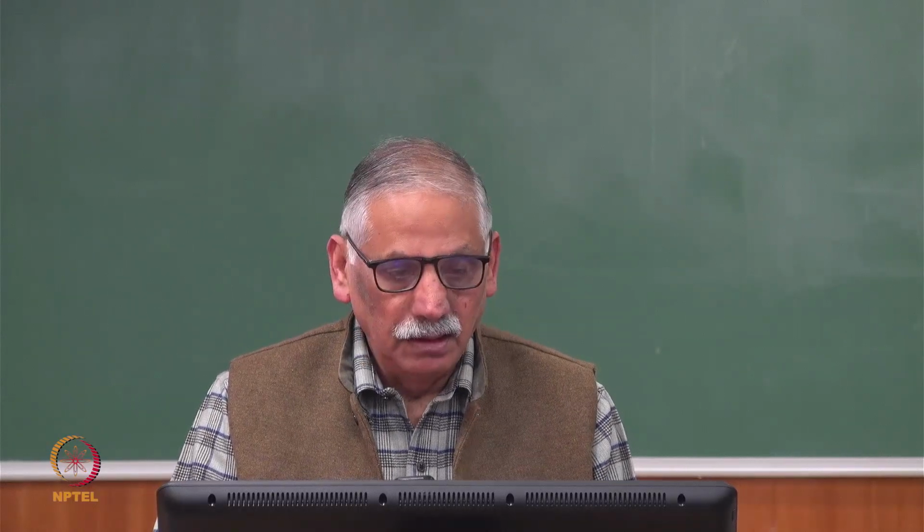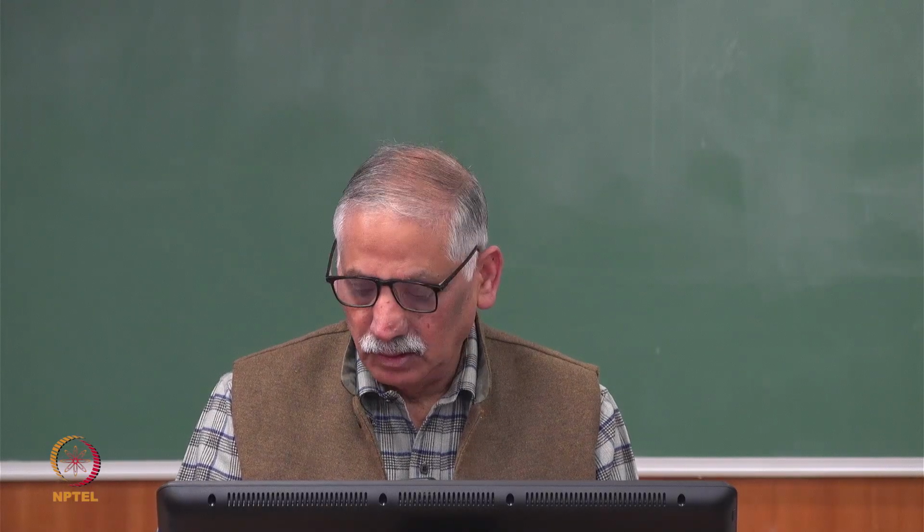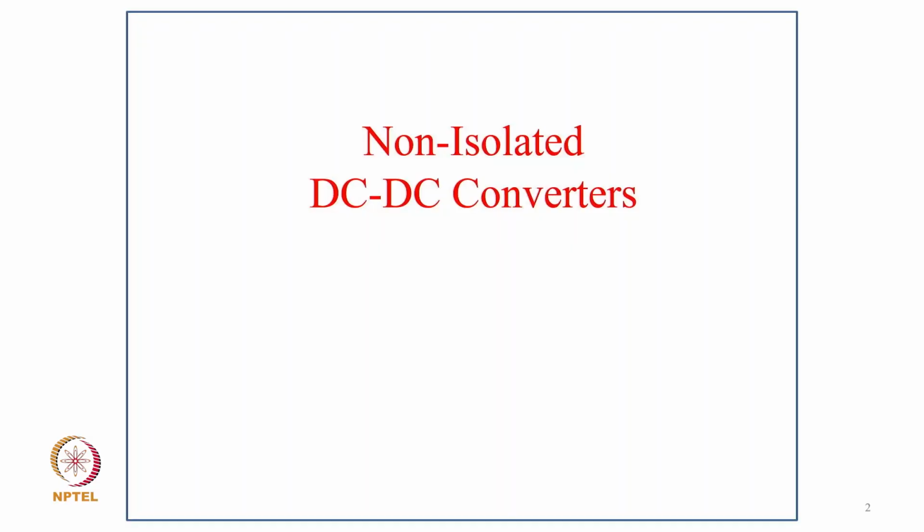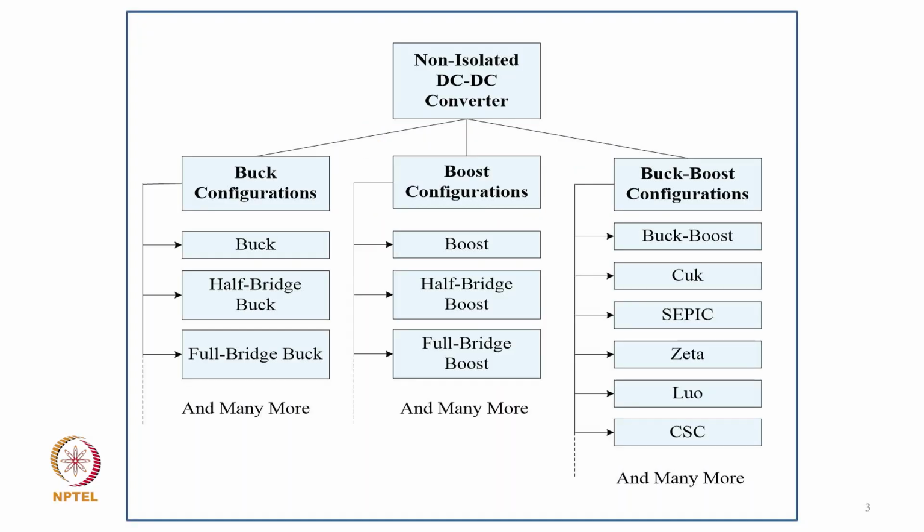We will have topic 6 today on the non-isolated DC-DC converters. These non-isolated DC-DC converters are classified into three major categories, starting with the buck converter configuration. So starting with the simple buck, then we have a half bridge buck and full bridge buck, and many more configurations are reported in the literature. Similarly, the boost configuration also has a first basic boost, then half bridge boost and full bridge boost, and many more.